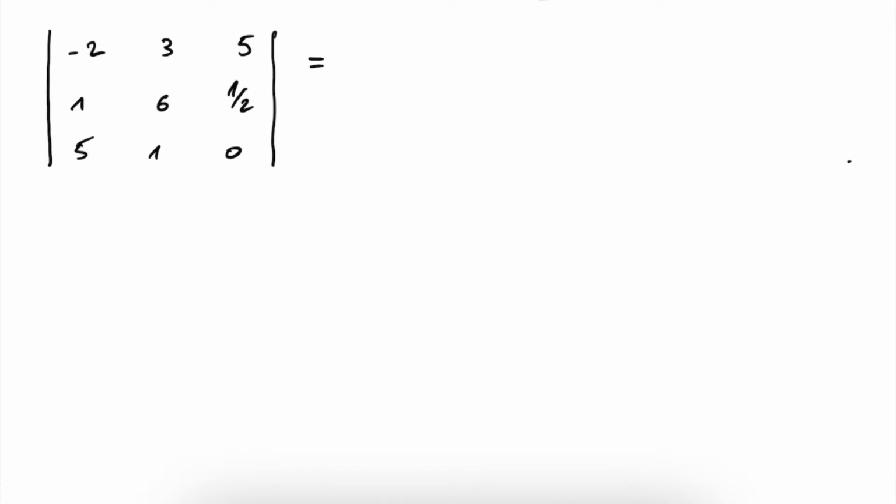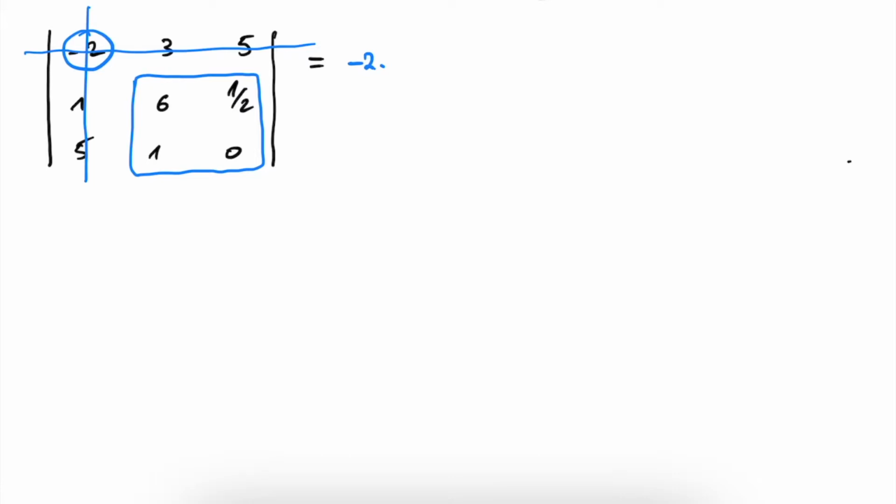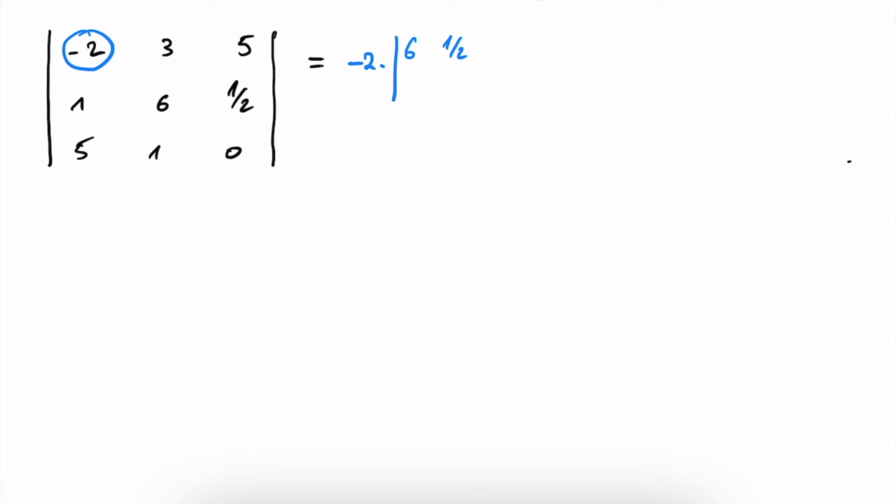So again, we take this first element, minus 2, and we multiply it with the determinant of the numbers that are left when we ignore the first row and the first column, so the row and column of which this minus 2 is a part. In this case, it's 6, 1/2, 1, 0. So we multiply this by 6, 1/2, 1, 0. And this is just a 2 times 2 determinant, so we can easily calculate it.